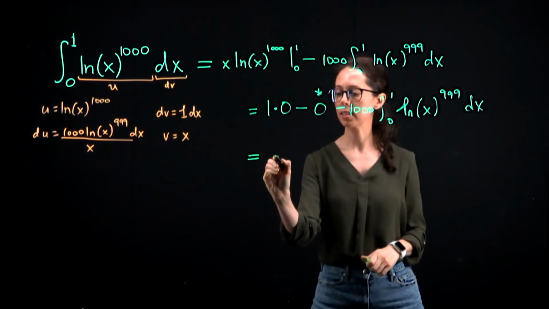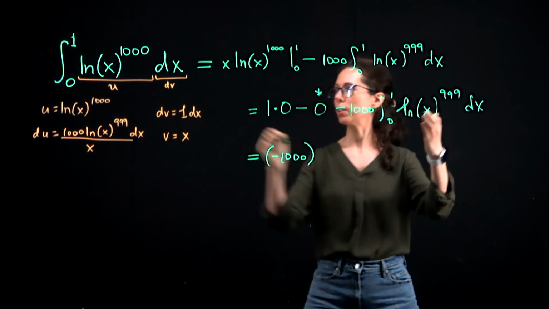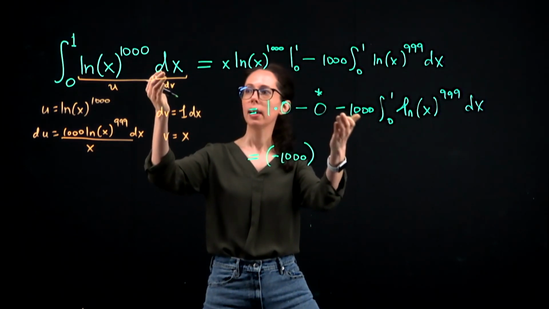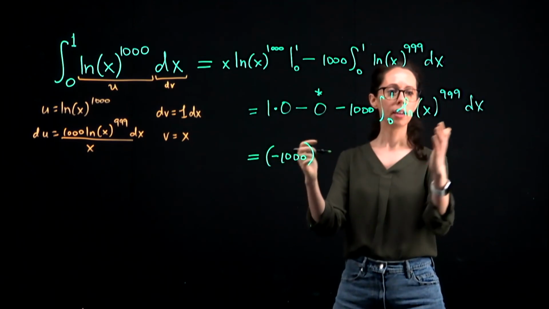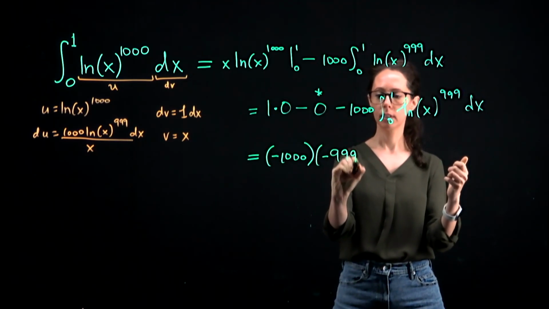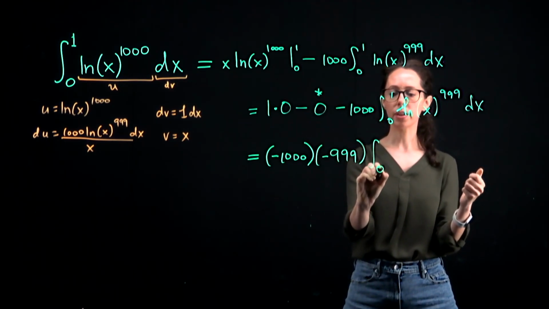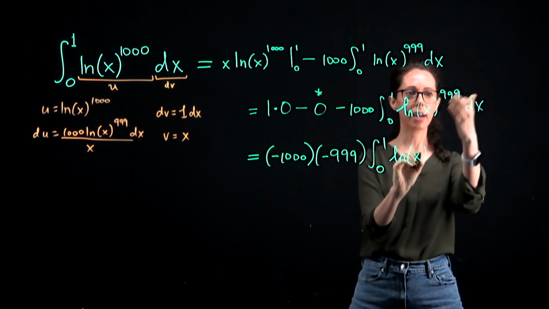Okay, well, negative 1,000 stays out front. And then we would have, following the pattern, 1,000, 1,000. The negative came out of this part of integration by parts. That would happen again. So we would have negative 999 times the integral from 0 to 1 of natural log of x to the 998.